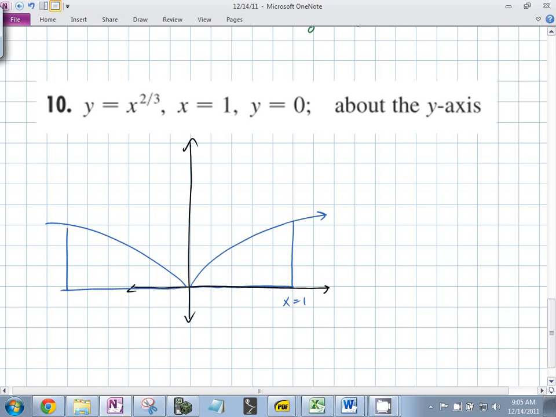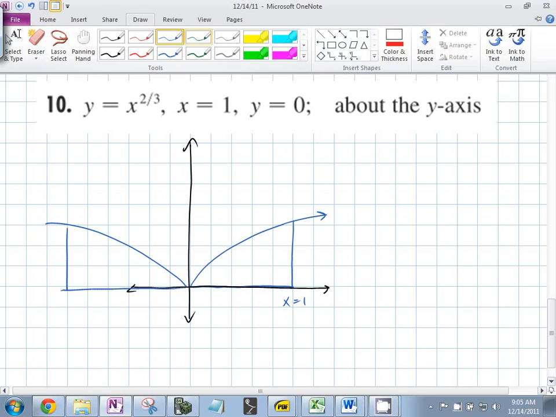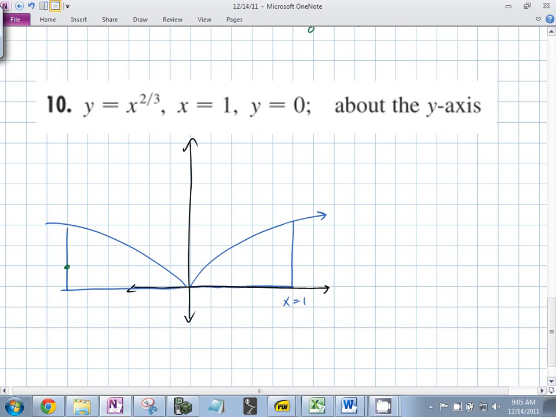And what is each of our slices going to look like? Let's see if I can do this here. I'm going to do a higher one. Let's do here to here. Do you see the washer? Everybody see it?